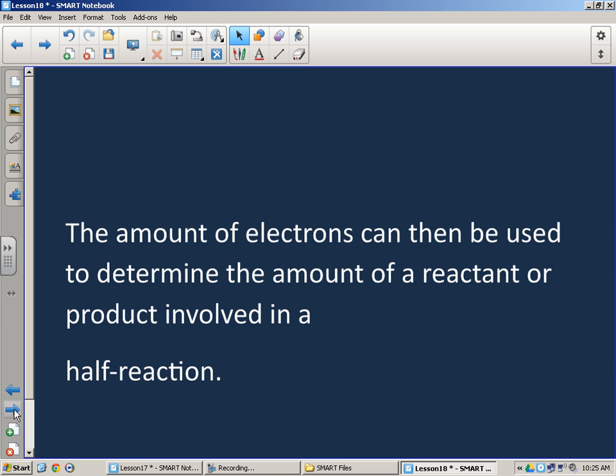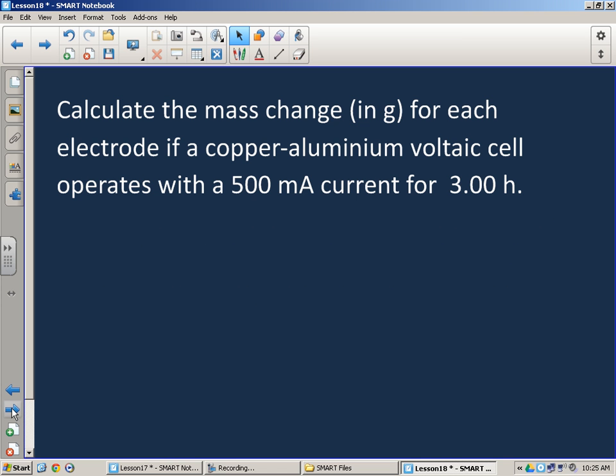What we need to use is the reduction half reaction or the oxidation half reaction. Those are the types of electrochemical equations we need so that we can relate the electrons to, for example, the mass of the solid electrode, whatever the case might be. So here's our first example.